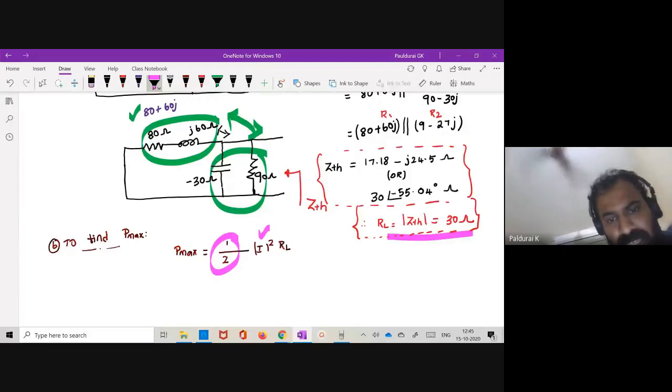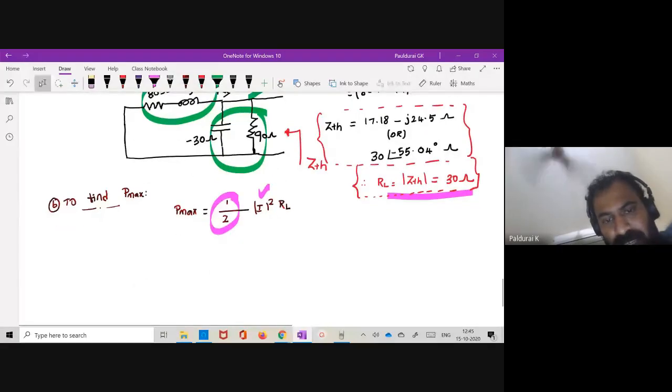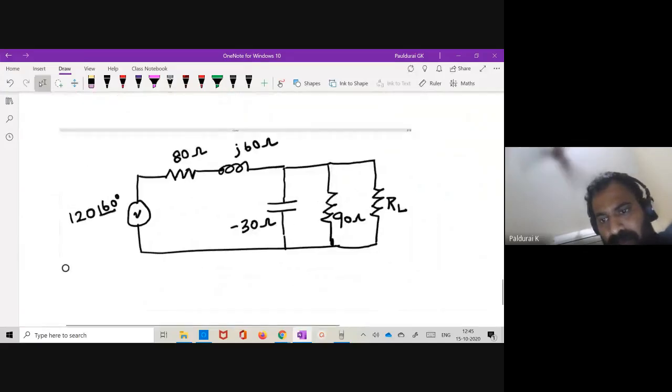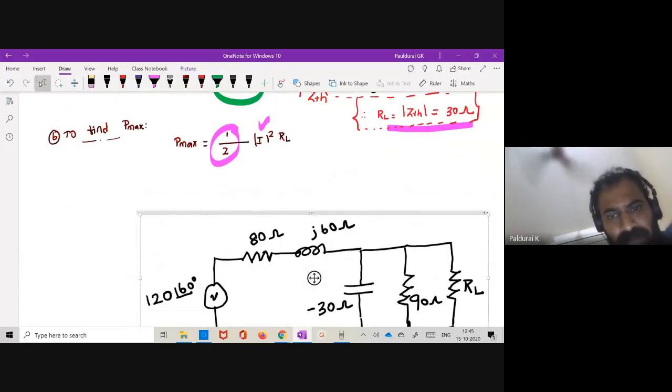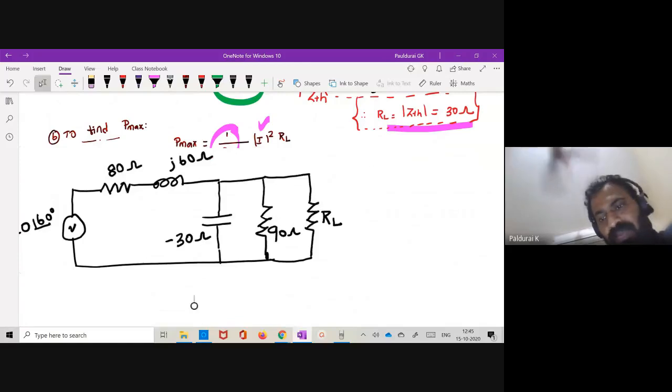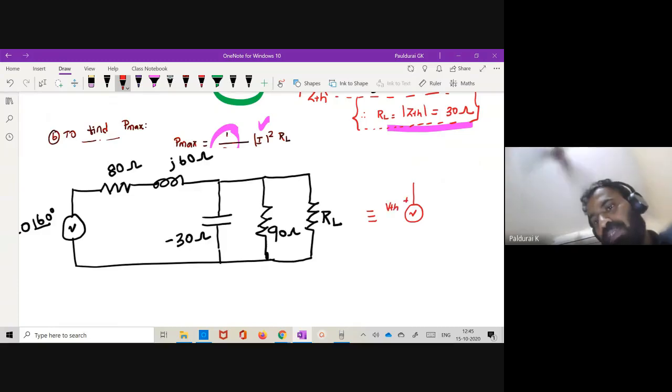So in order to calculate I, do one thing. Let me find the Thevenin equivalent for this circuit. Okay. So calculate the Thevenin equivalent. We will have VTH, this is my VTH plus minus, and RTH, ZTH already you calculated, right? This is my ZTH. This already you calculated. Then after that connect this load. The load is 30 ohm.